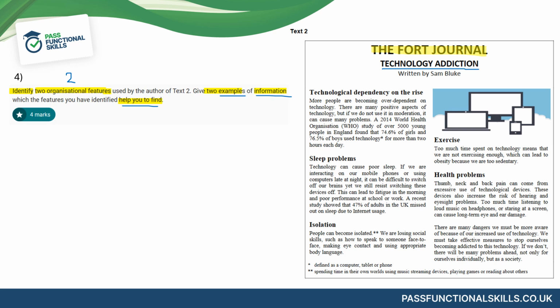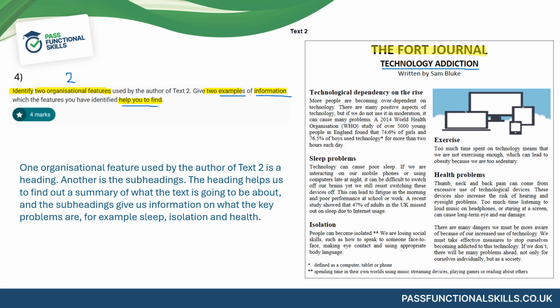So if we have a look in our model solution here, we've got one organisational feature used by the author of text 2 is a heading. Another is the subheadings. So there are our first 2 marks there. Then our next 2 marks we need to give the examples. So the heading helps us to find out a summary of what the text is going to be about. So it's going to be about technology addiction. And the subheadings give us information on what the key problems are. For example, sleep, isolation and health. So we've got the next 2 marks there for giving the examples.